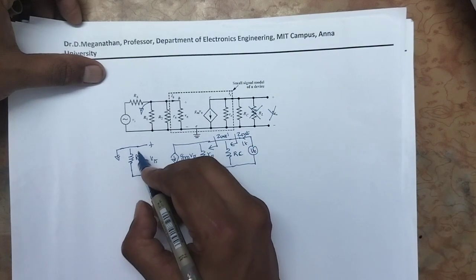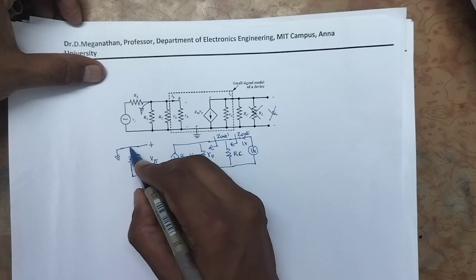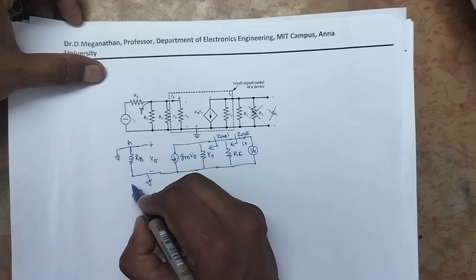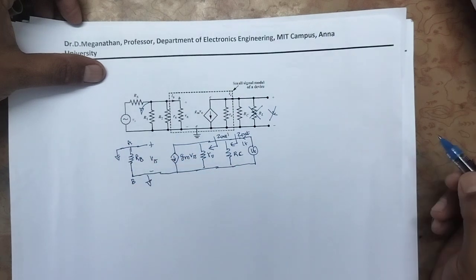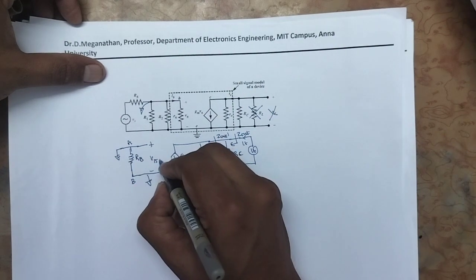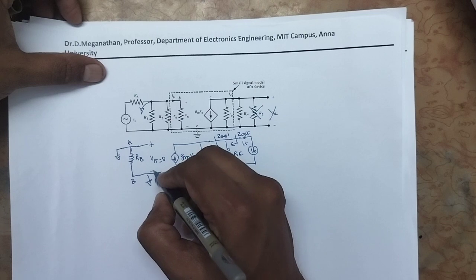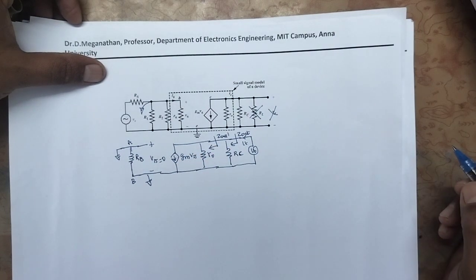Now look at the circuit. RB, let us say this is node A and node B. Both node A and node B are grounded. So V pi will be 0. There is no potential across RB. You can say V pi will be 0.